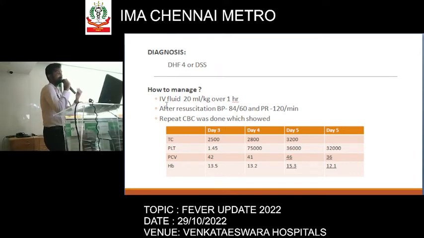If the patient is having a persistent hematocrit rise and the BP is not improving, we can give a colloid also. Consider the hematocrit falls rapidly. It may be considered as an internal hemorrhage. These patients should be given blood transfusion immediately at a rate of 10 ml per kg per hour.